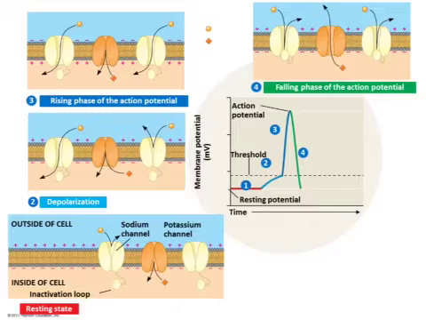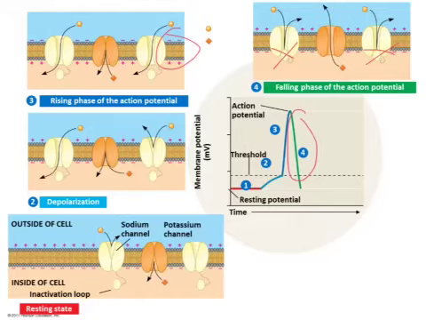So the falling phase of the action potential is as it's dropping back down, and this is due to the sodium-gated channels now closing. The change in membrane potential, taking the inside more positive than the outside now, triggers these sodium-gated channels to close and triggers the potassium channels to open up. So now these potassium channels open up.